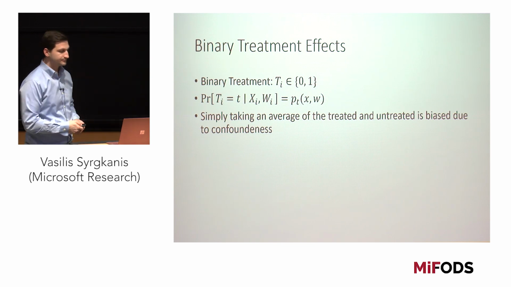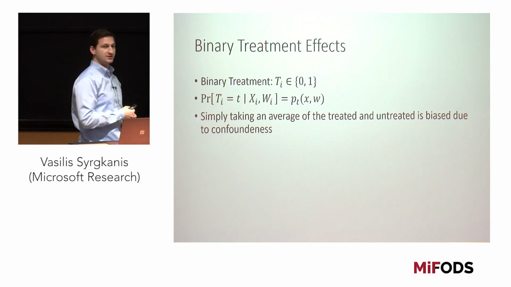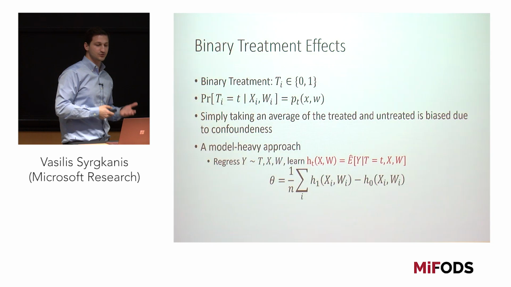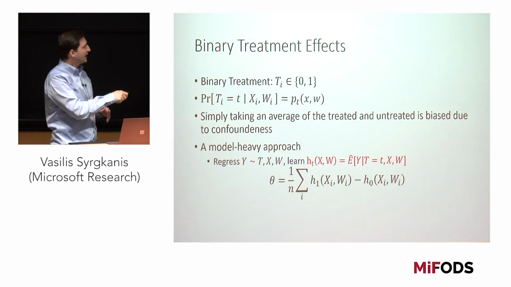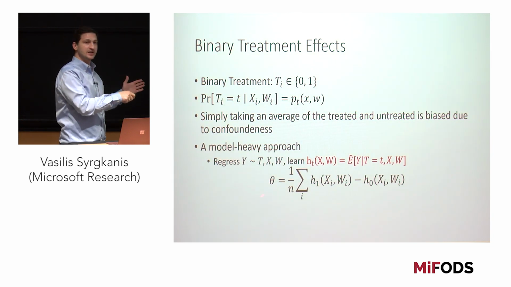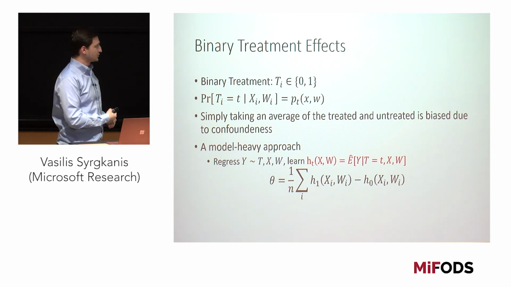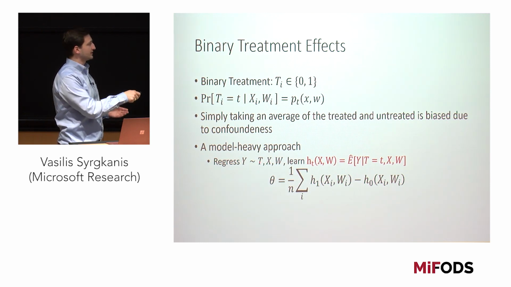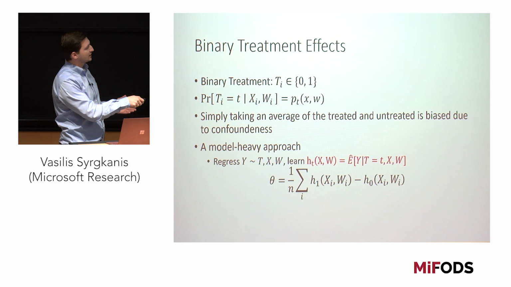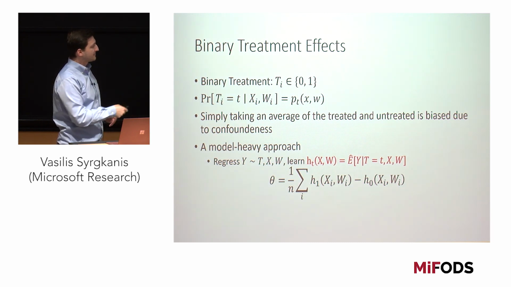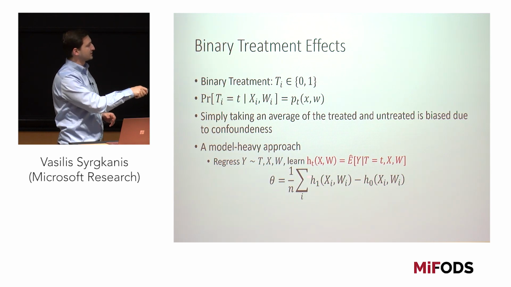historical data. One way to do it would be a very model-heavy approach where you just try to predict the outcome y from both the treatment and all of these features that you want to control for. This would be a direct regression method. And then once you learn such a model that learns the conditional expectation of the outcome conditional on the treatment and all of the things you want to control for, then an unbiased estimate of the average treatment effect is just the average of the difference between the treated and the untreated, right?